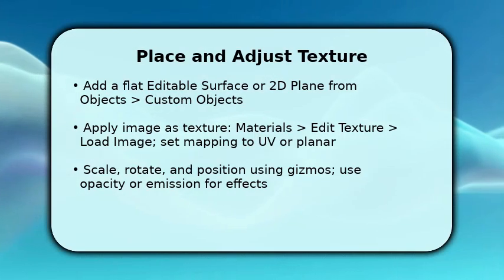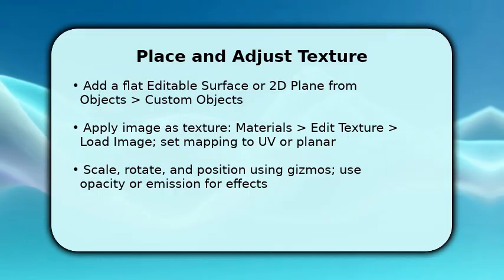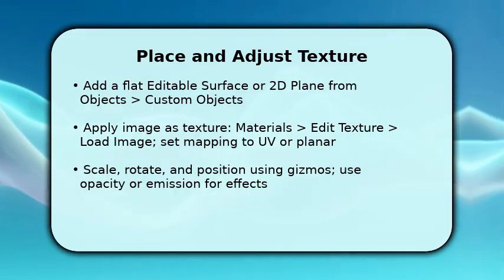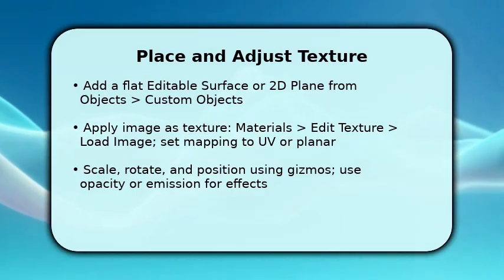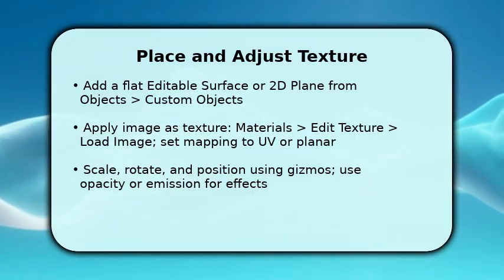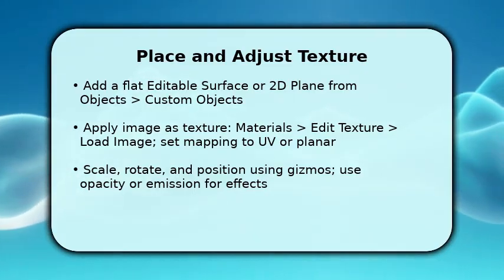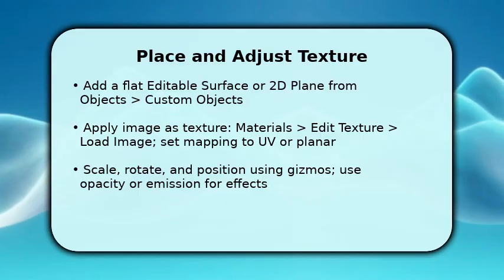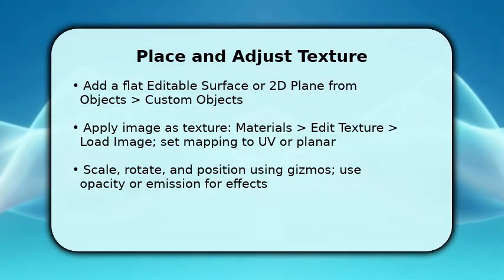Next, place a surface to receive the picture and apply it as a material. Add a flat editable surface or a 2D plane from Custom Objects, then select Materials, choose the surface material, and load your image into the texture slot. Set the mapping mode to UV or planar depending on orientation, then use the scale and offset controls to fit the picture. Once the texture is applied, use the Transform gizmo to move, rotate, and scale the plane. You can tweak opacity or emission settings to match lighting and visibility.